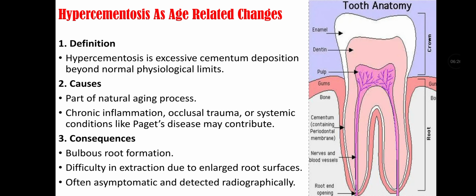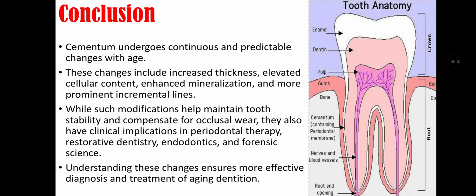Hypercementosis as an age-related change. Definition: hypercementosis is excessive cementum deposition beyond normal physiological limits. Its causes include the natural aging process, and chronic inflammation, occlusal trauma, or systemic conditions like Paget's disease may contribute. Consequences include bulbous root formation, difficulty in extraction due to enlarged root surfaces, and it is often asymptomatic and detected radiographically.